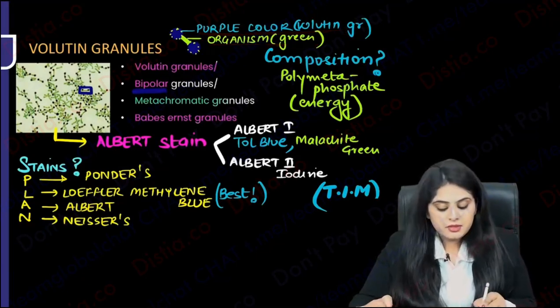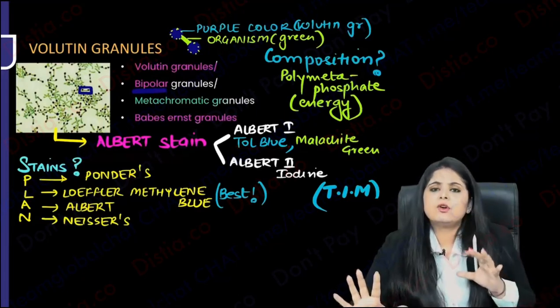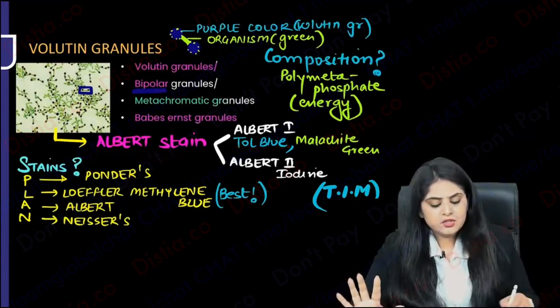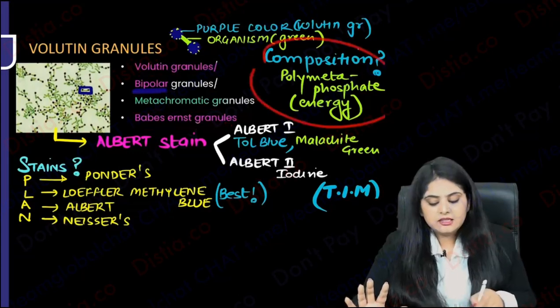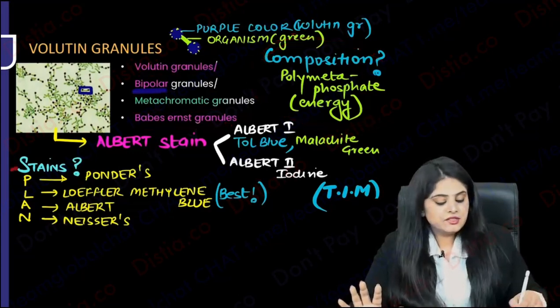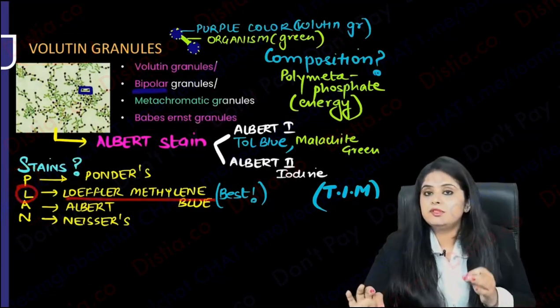How did they turn purple? By this two-faced stain, toluidine blue. All your Volutin granules are almost in one slide. For now, a quick revision. Volutin, Babes-Ernst, bipolar, metachromatic. Same thing. They are nothing but energy stores, polymetaphosphate. Stains: what is your plan for Volutin? Plan out of which Loeffler methylene blue is best.